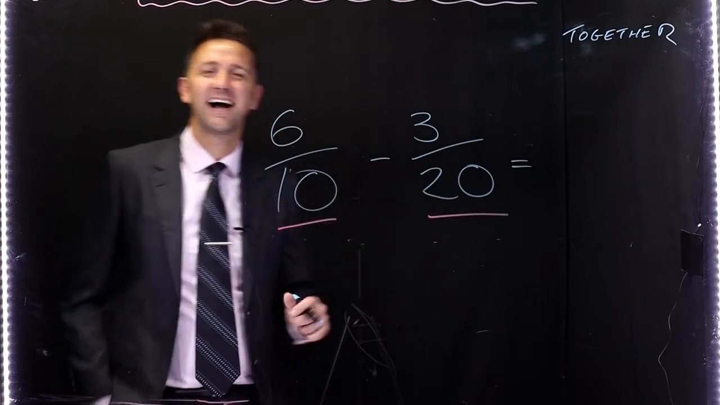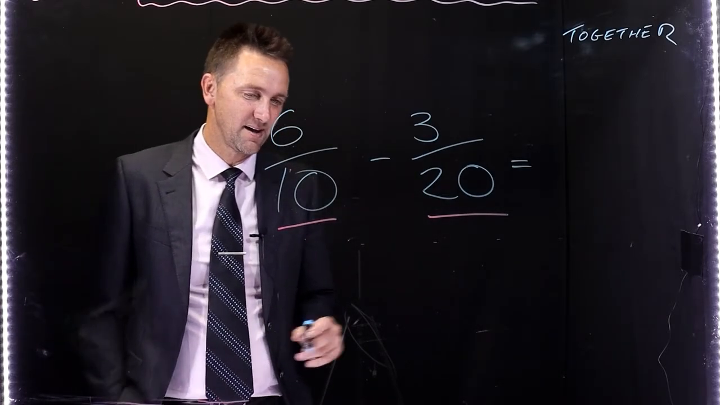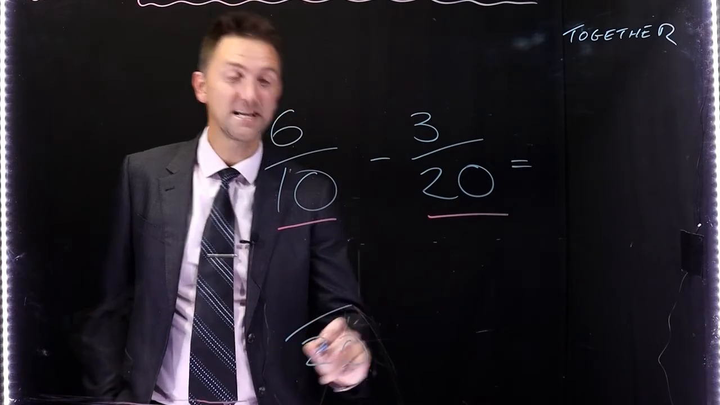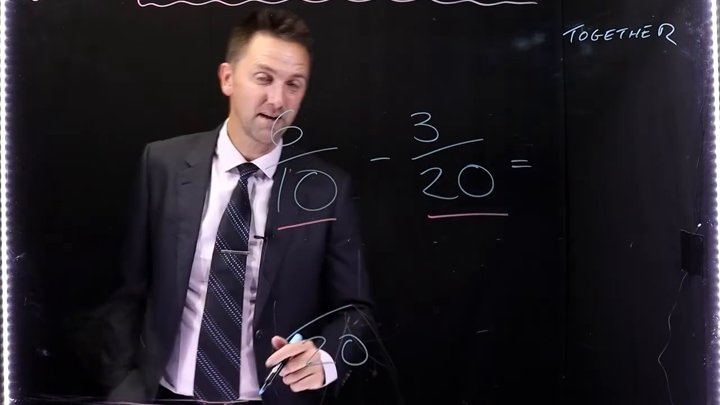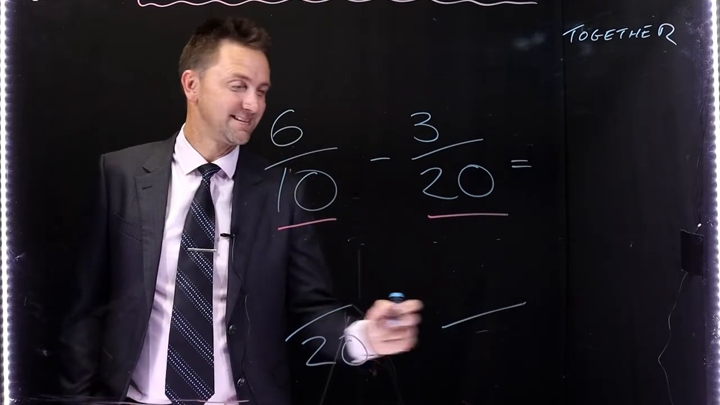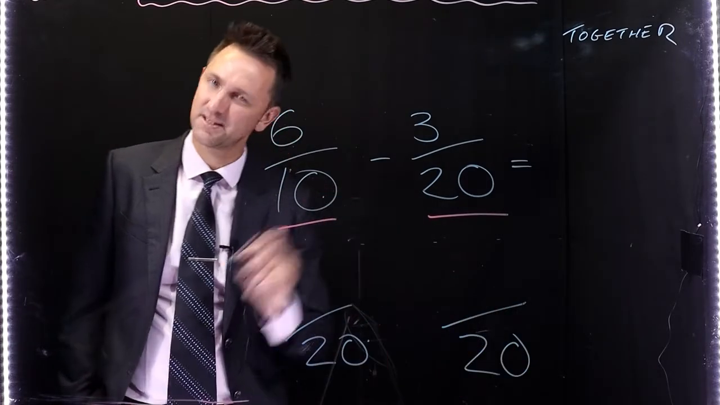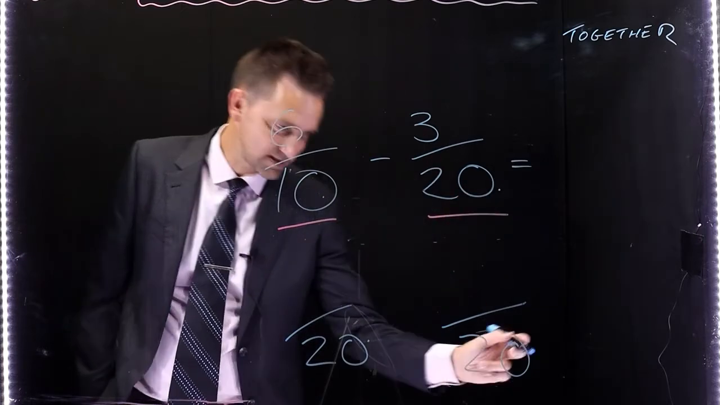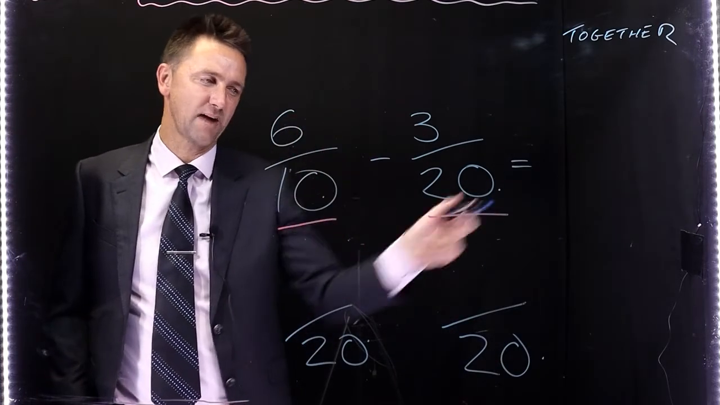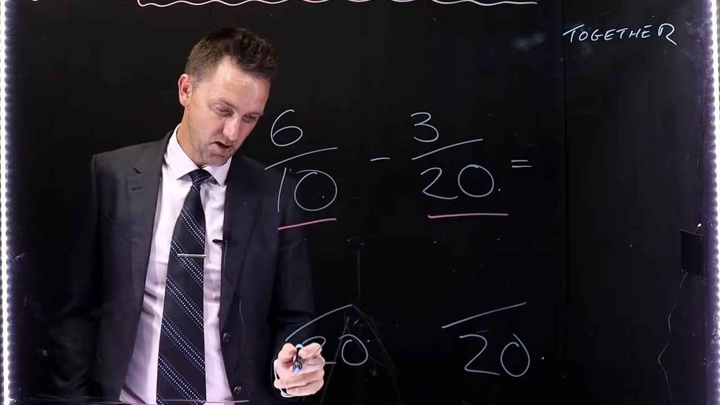Okay, I hoped you might have come to the conclusion that 10 actually divides into 20, doesn't it? There's 2 10s in 20. And you might have worked out that 20 actually divides into 20 as well, right? There's 1 20 in 20. So this 10 divides nicely into 20 and this 20 divides nicely into 20. So we can actually convert both of these fractions into equivalent fractions with a denominator of 20.